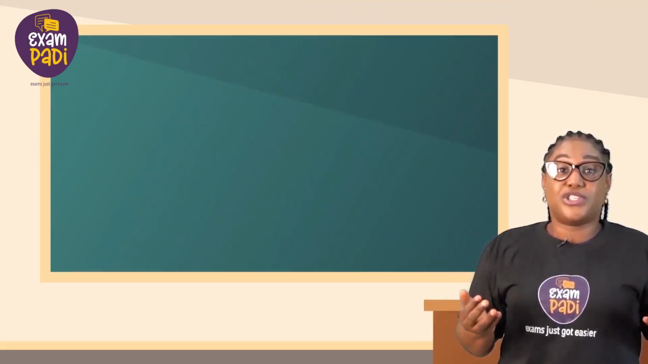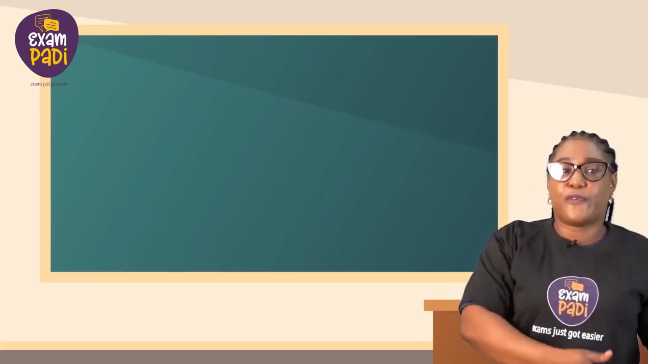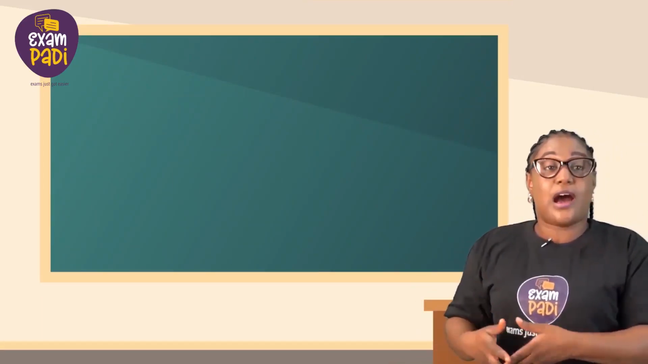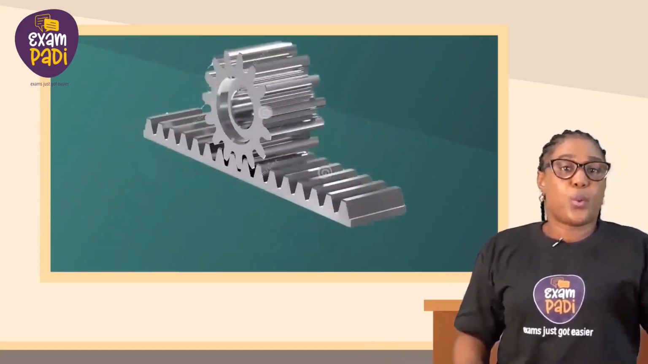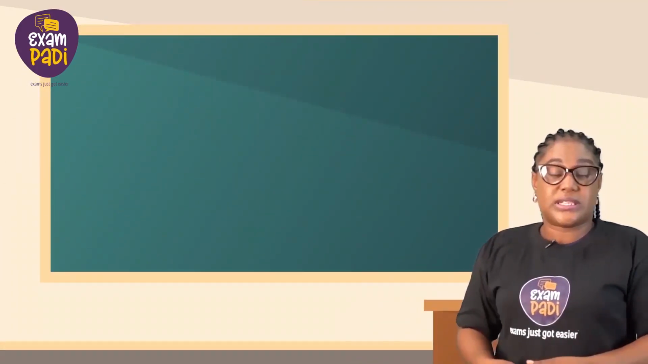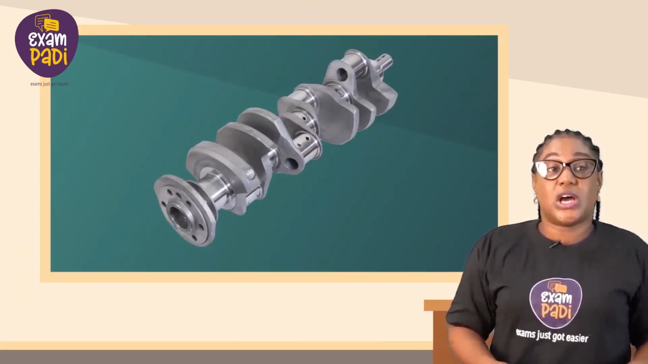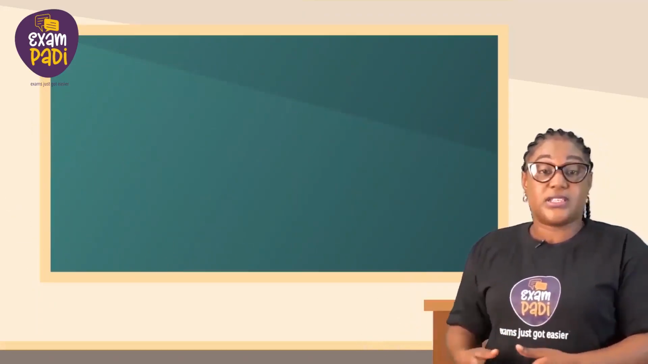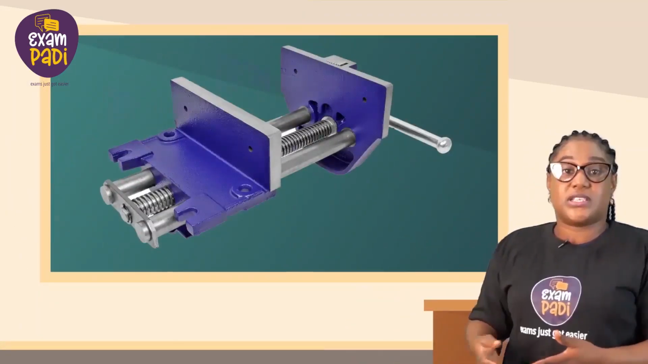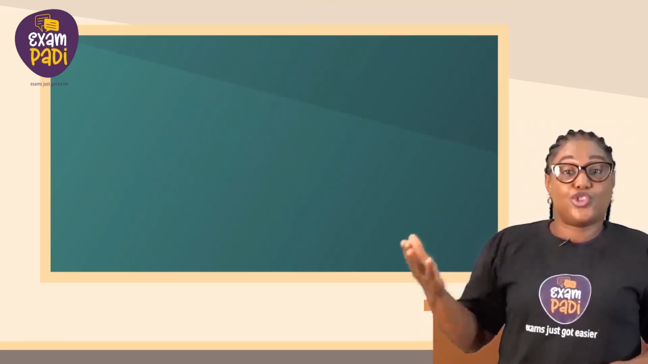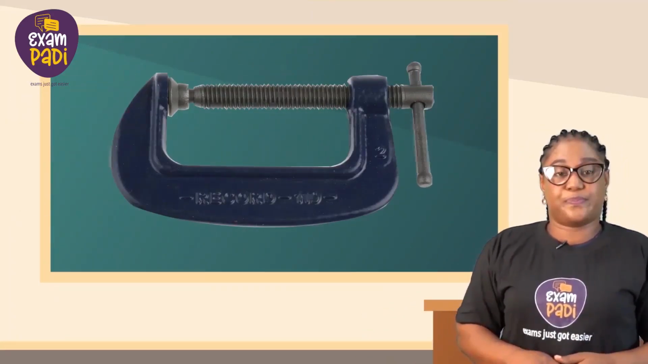Other examples of machines that can be converted from one form of energy to another are screw jacks, racks, piston steering system, crankshafts and cylinders, metal work table vices, woodworkers vices, pipe vices, G-clamp, and so on.